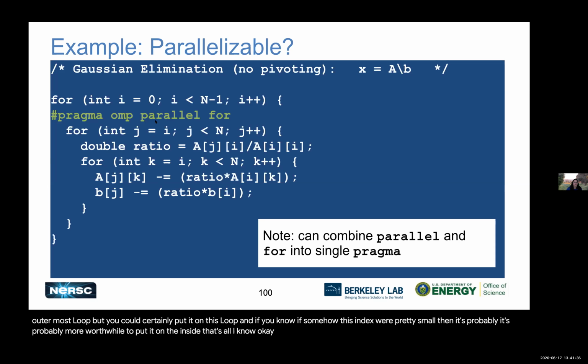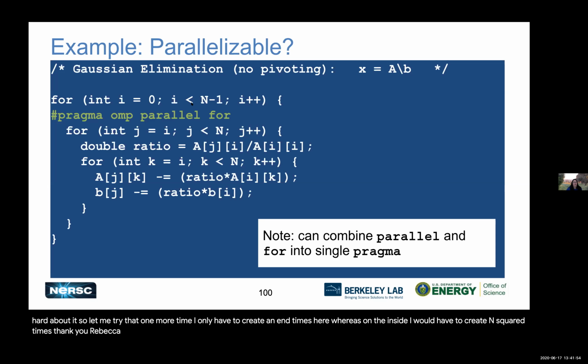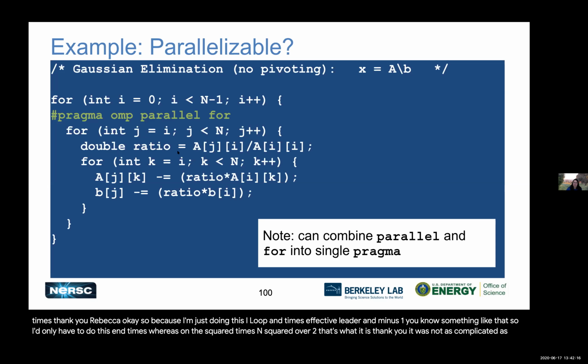That's all. Okay. Let me see if I got this right. Oh, I think I was thinking a little too hard about it. So let me try that one more time. I only have to create n times here, whereas on the inside I would have to create n squared times. Thank you, Rebecca. Because I'm just looping n times effectively, or n minus 1, something like that, I'd only have to do this n times. Whereas on the inside here, I would have to do it n squared times, n squared over 2. That's what it is. Thank you. It was not as complicated as I was thinking.